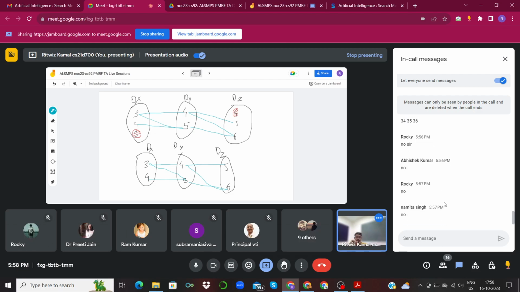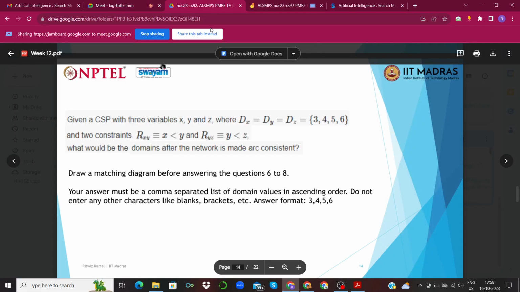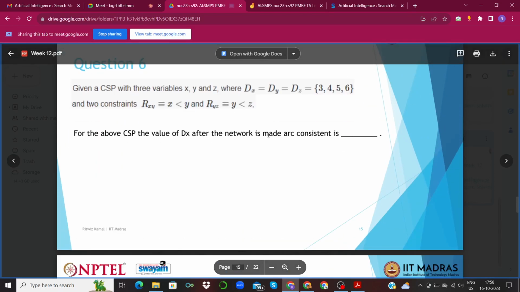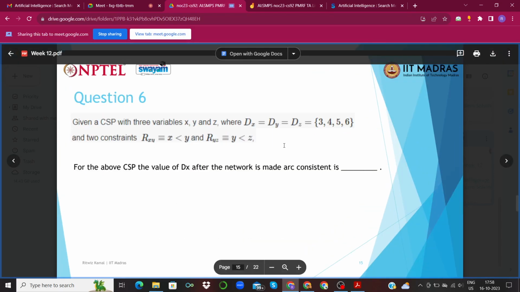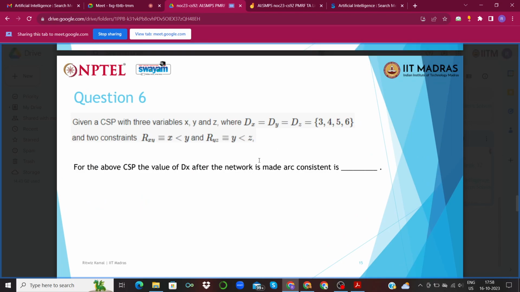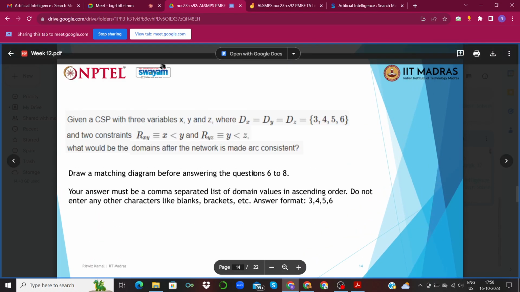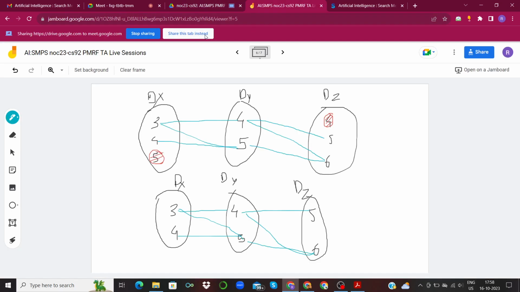So I'll go back to the question and show the solution, and then these are some questions based on this problem itself. We can have a look at it, but first I'll let you.